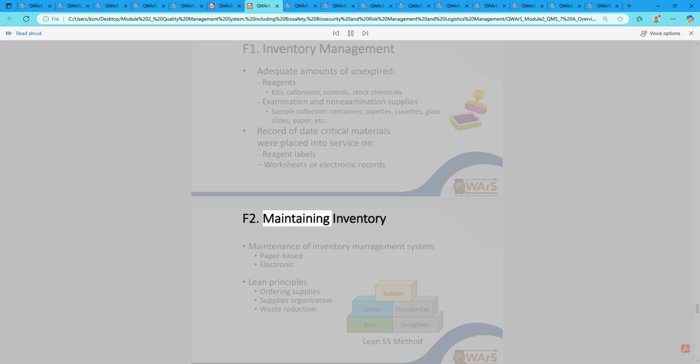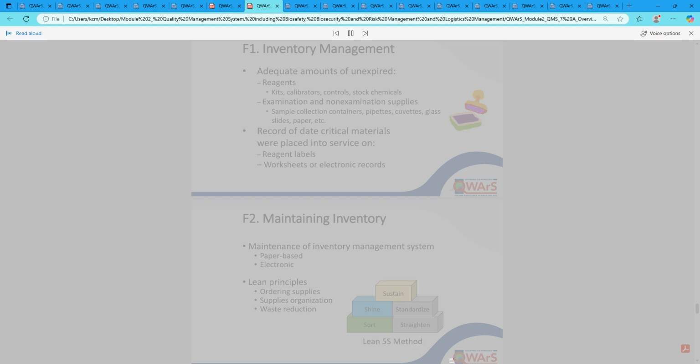F2. Maintaining inventory. Maintenance of inventory management system: paper-based, electronic, Lean principles, ordering supplies, supplies organization, waste reduction. Sustain, shine, standardize, sort, straighten: Lean 5S method.